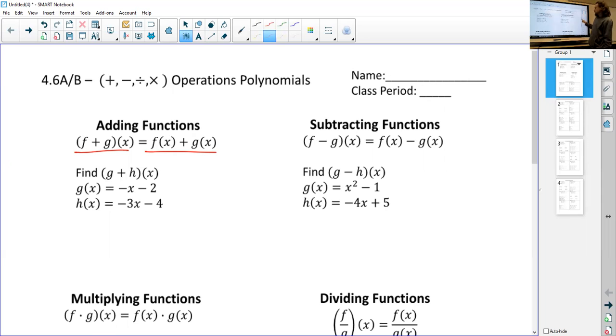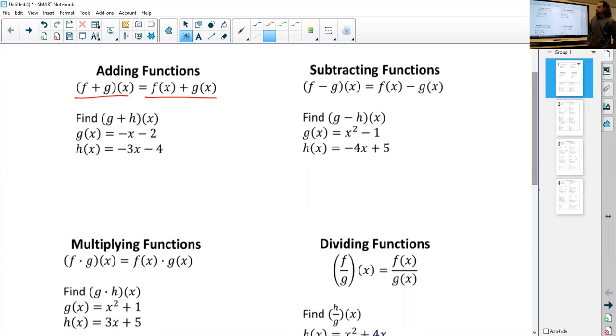Okay. So our example here, (g + h)(x). So all we're going to do is we're going to say what is g(x), negative x minus 2. And then I'm just going to line these up. So plus h(x), I'm going to put negative 3x here, minus 4. And then you're just adding them together.